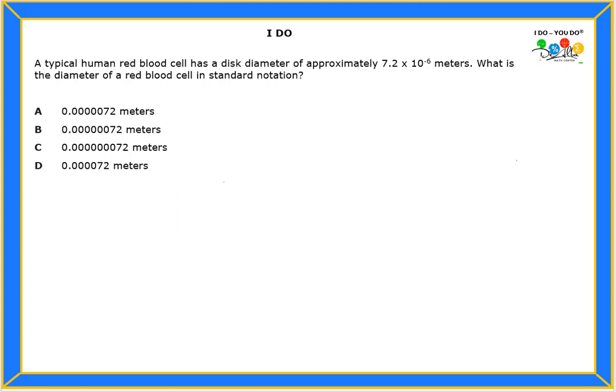And it says, a typical human red blood cell has a disc diameter of approximately 7.2 times 10 to the negative 6 meters. What is the diameter of a red blood cell in standard notation? So what are they asking me to do? Well, they want me to find the standard notation from the given scientific notation number. You see that? Okay, so keep that in mind.